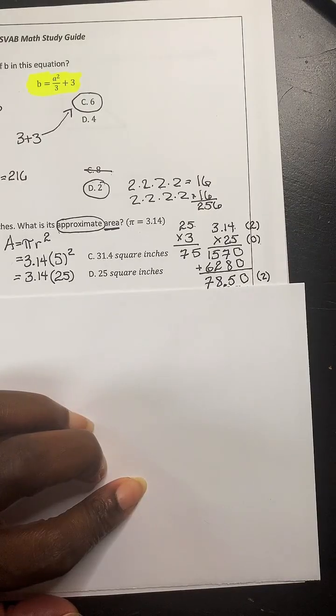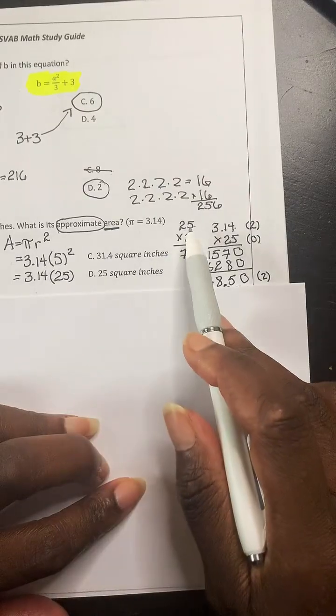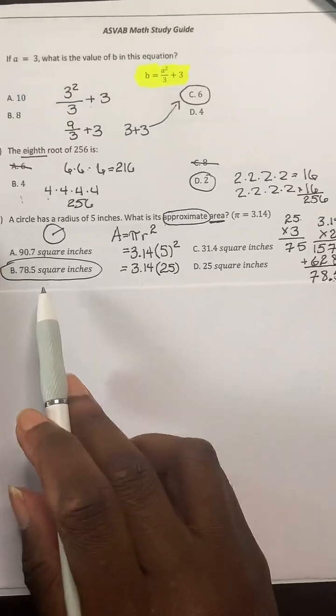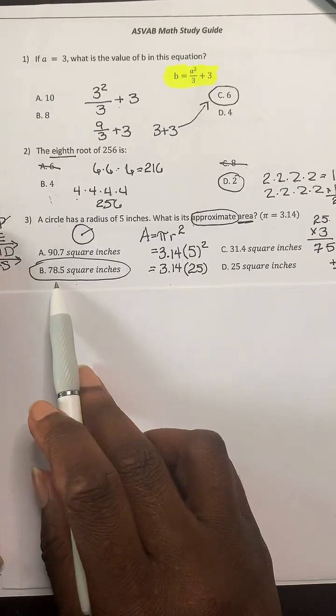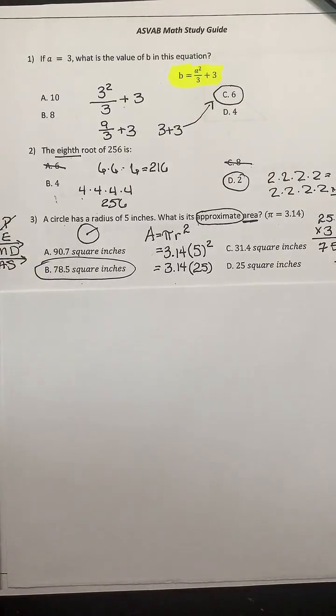Okay. So by rounding and multiplying, sometimes that will help you to get close to your answers. And then it'll be easier for you to pick out your perfect choice.